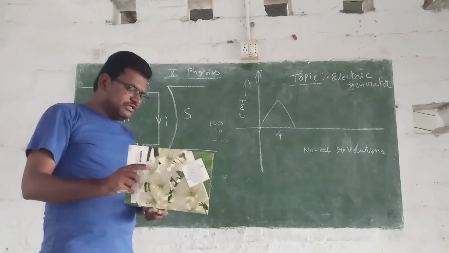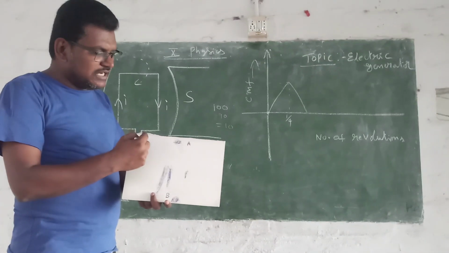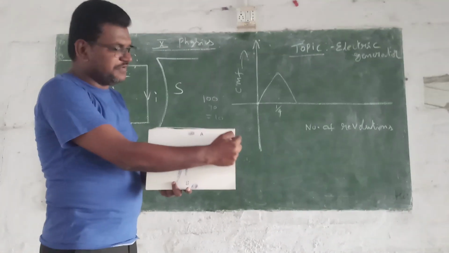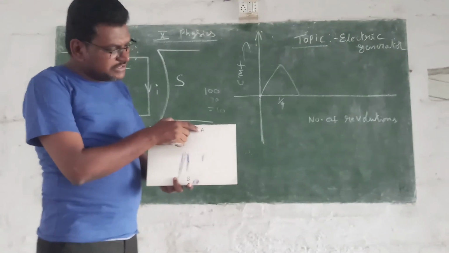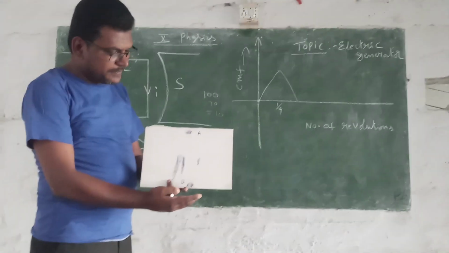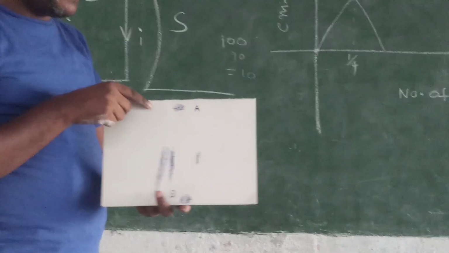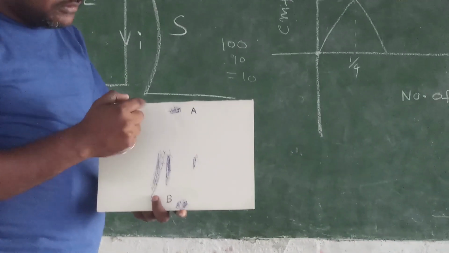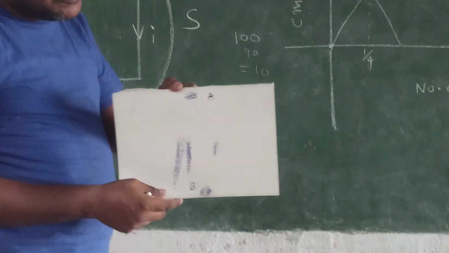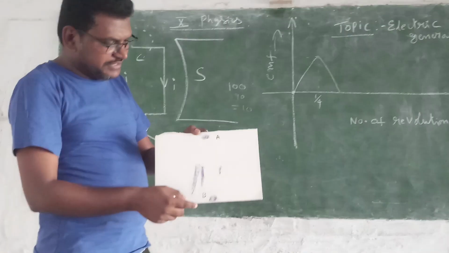Now, assume here. Initially, this is the direction of the induced current. Assume here there is A, it is at the top. Here there is B, it is at the bottom. So in this orientation, the current is in this direction. Why does the induced current flow in this direction? As we rotate, the change in the flux is going to increase.